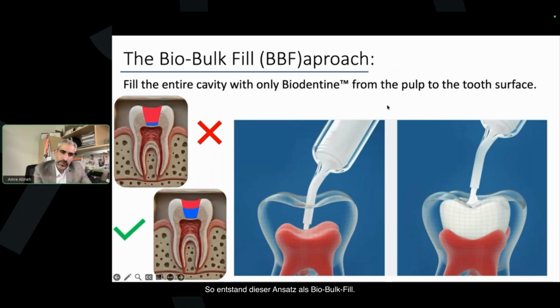So the idea here is that, unlike the pulp capping materials that are applied as just a thin layer of liner, 1 or 2 millimeters, the Biodentine can be placed to replace the whole thickness of dentine, and then covered with a definitive restoration, whether we're talking about composite or an indirect restoration.